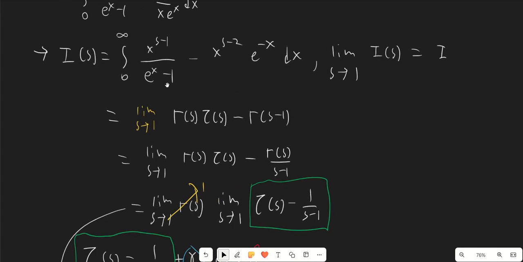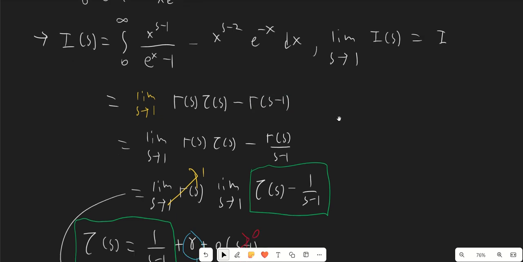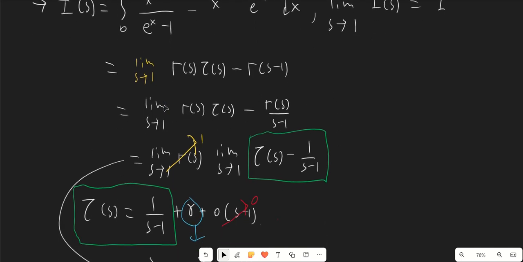And so, evaluating I of s directly, we get that I of s equals this first part, which is gamma of s zeta of s, and the second part, which is just gamma of s minus 1. Reorganizing, we get the limit as s goes to 1 of gamma of s times zeta of s minus gamma of s over s minus 1, using the functional identity for the gamma function. Then we factor out this gamma of s. Since the limit as s goes to 1 of gamma of s is just 1, it doesn't affect the value of the limit. And so we just get the limit as s goes to 1 of zeta of s minus 1 over s minus 1.